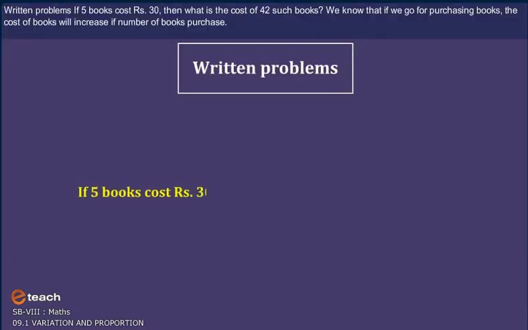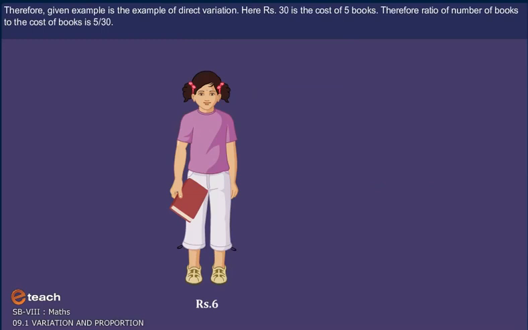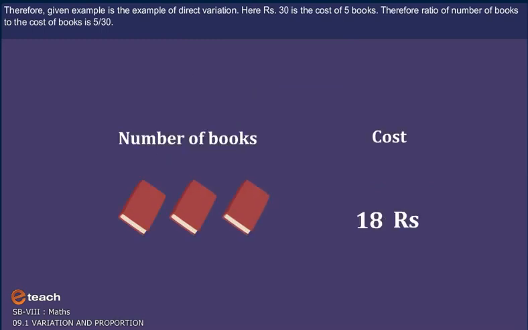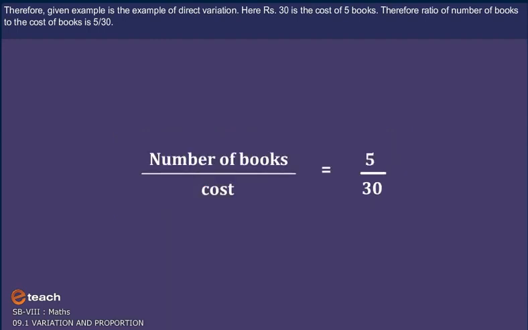Word problem. If 5 books cost ₹30, then what is the cost of 42 such books? We know that if we go for purchasing books, the cost of books will increase if the number of books purchased is more and more. Therefore, the given example is an example of direct variation. Here, ₹30 is the cost of 5 books. Therefore, the ratio of number of books to the cost of books is 5/30.